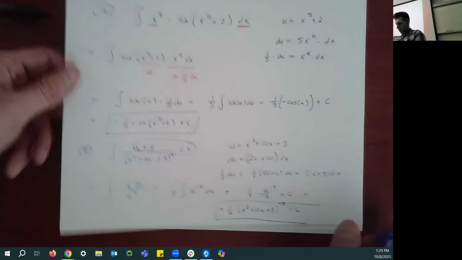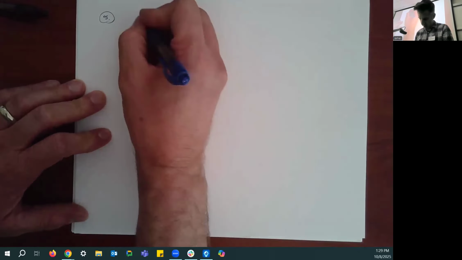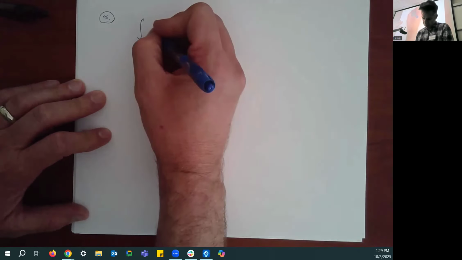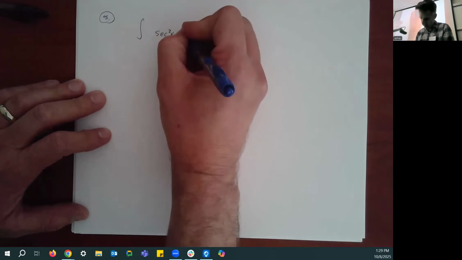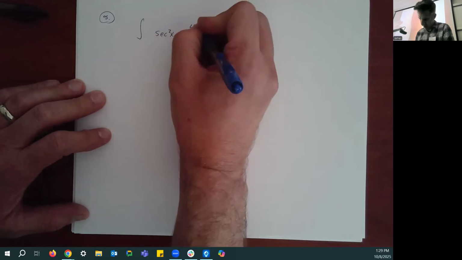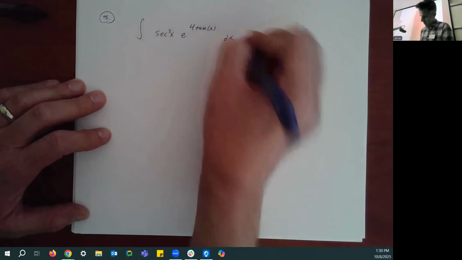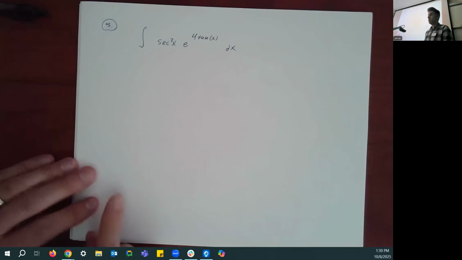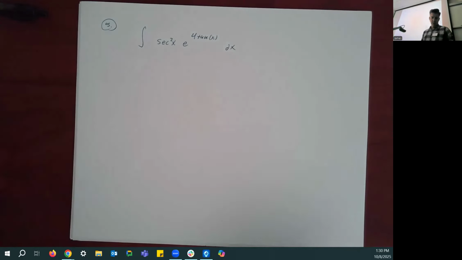Sure. Let's say we have, let's see if I can keep the numbers going. I always stop writing the numbers after a while because I just forget. Let's say we have the integral of secant squared of x times e to the 4 tangent of x dx. Okay, write down your choice for u.